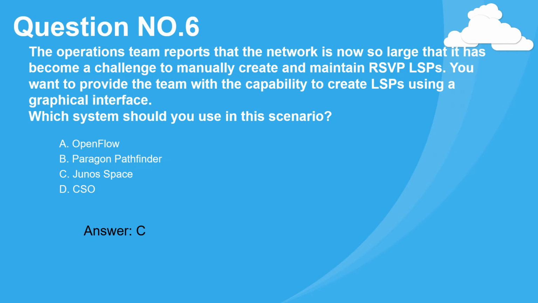Question number 6. The operations team reports that the network is now so large that it has become a challenge to manually create and maintain RSVP LSPs. You want to provide the team with the capability to create LSPs using a graphical interface. Which system should you use in this scenario? A. OpenFlow. B. Paragon Pathfinder. C. Junos Space. D. CSO. Answer: C.